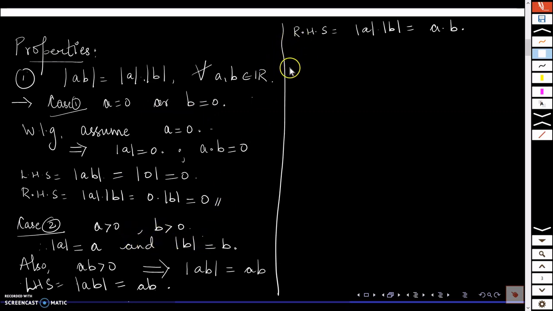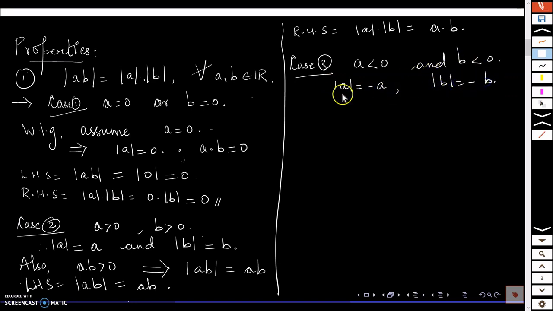And one more case we can pick up wherein both are negative. Okay, so supposing a is negative and b is negative. So because a is negative, by definition of modulus, mod a will be equal to minus a because a is negative, and mod b will be minus b, right?